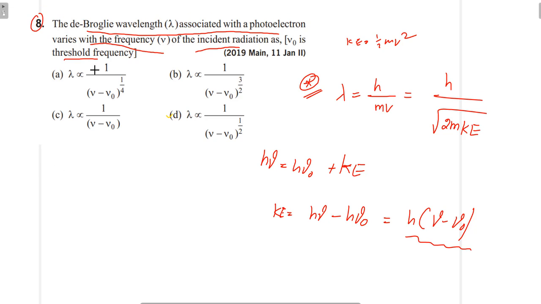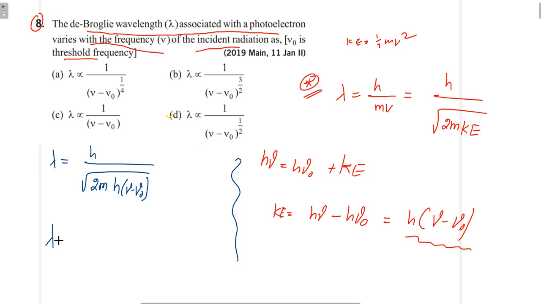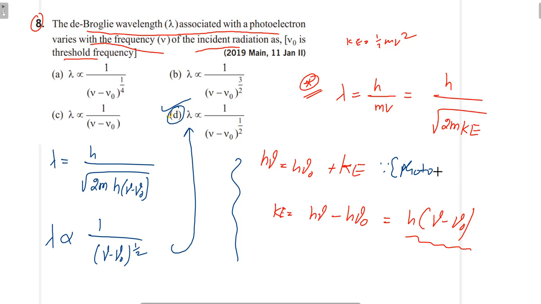So then I am writing here lambda equals h upon under root 2m, in place of KE, h into nu minus nu naught. Then lambda is directly proportional to 1 by 2m h, these all are constants only. So nu minus nu naught, under root is there, power 1 by 2 can be written. So this is equal to this one, so D is your answer. Here also you have to remember the direct formula. If you remember the formula, you will get it very easily. KE, this is the photoelectric effect.